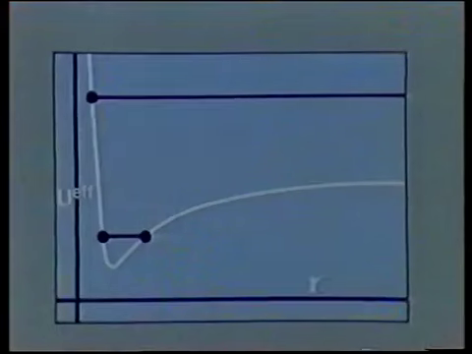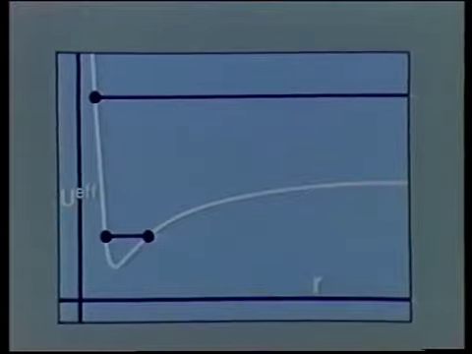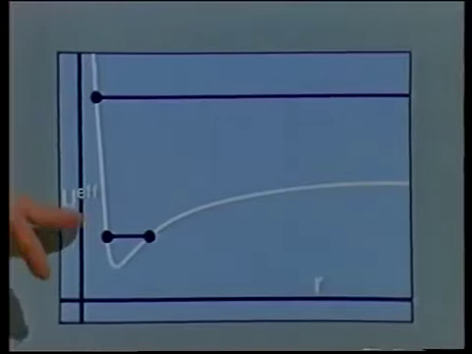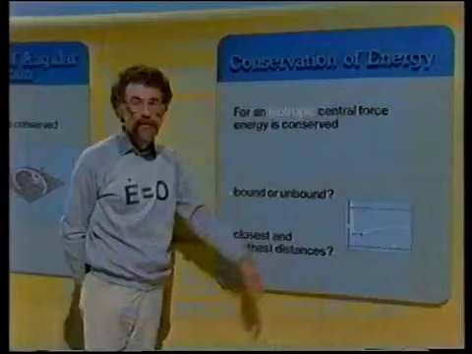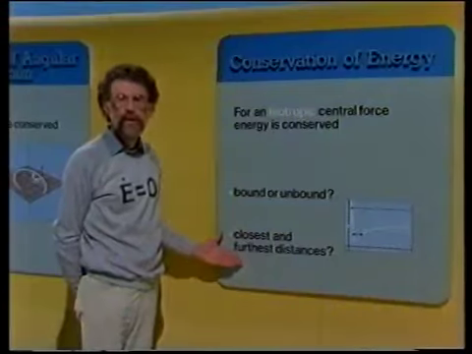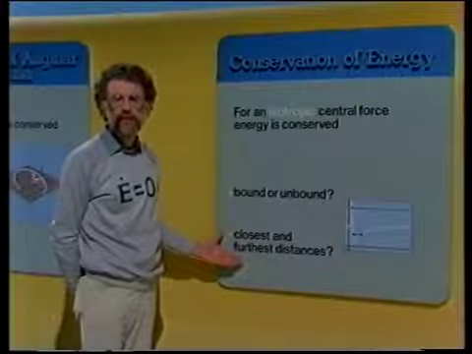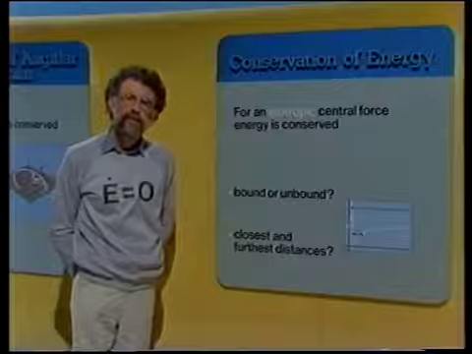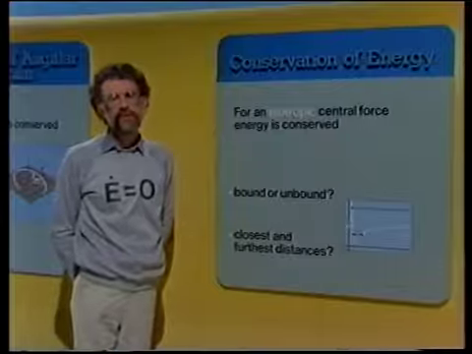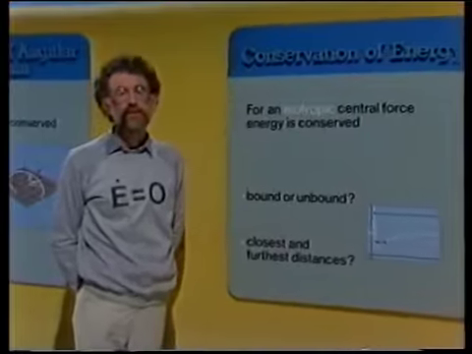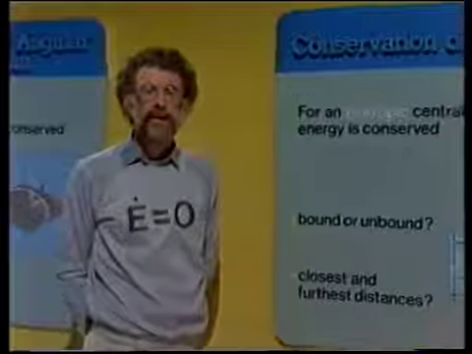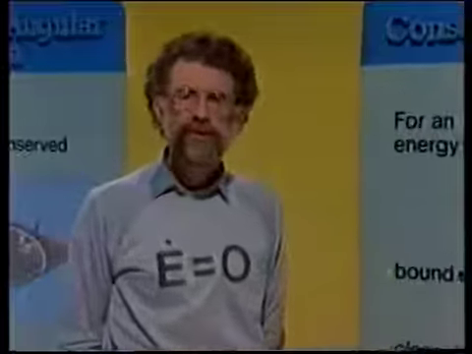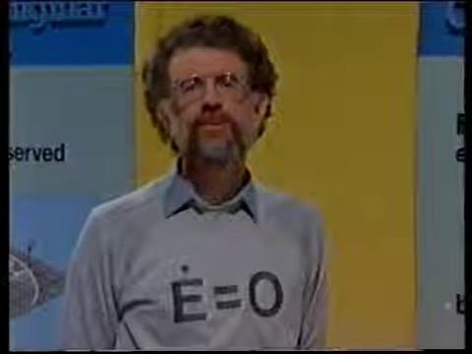By using the graph of the effective potential energy, I've been able to say two things about the motion. Firstly, whether the motion is bound or unbound. And secondly, if it is bound, I can determine the closest and furthest distances of the particle from the origin. And again, we've deduced all this without having to solve any equations of motion, and without even knowing the force completely. In the last part of the program, we'll see how this information can be used to describe the motion of systems where we do know the magnitude of the force.